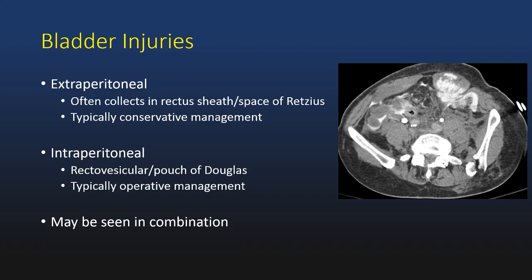Intraperitoneal bladder injuries result in contrast surrounding bowel loops or within the rectovesicular space or pouch of Douglas, and usually these are repaired because of the potential to cause electrolyte abnormalities. But keep in mind, such as in this case, a certain percentage of them, approximately 15%, may be seen in combination.